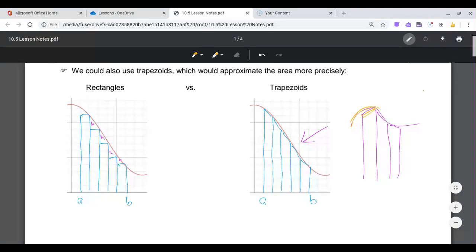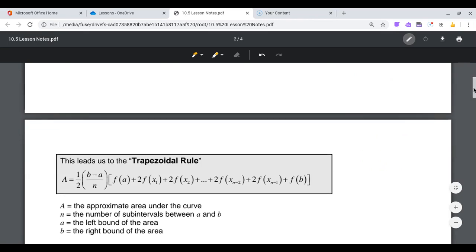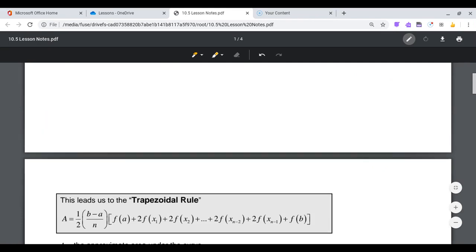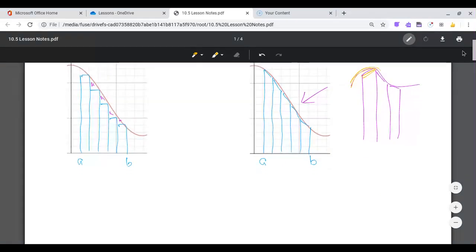Okay, so in order to understand this rule that's given to you, this leads us to the trapezoidal rule. Where does this come from? Well, this is adding up all the areas of each individual trapezoid. That's where this formula comes from. So let's unpack it and see if we can understand where all those pieces are coming from so that we know how to use it. And I know, again, this is not in your notes. You don't have to write this down. This is just background so you understand how the formula works, where all the pieces came from.